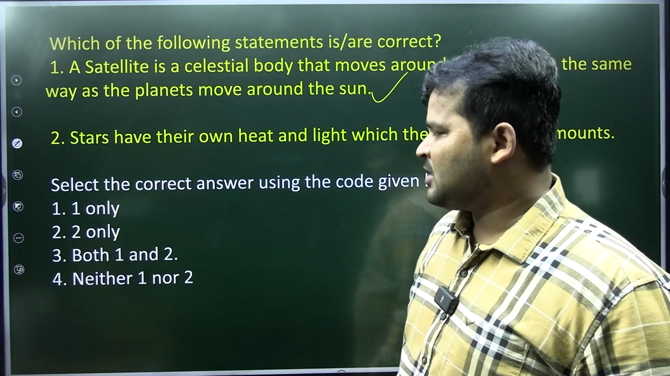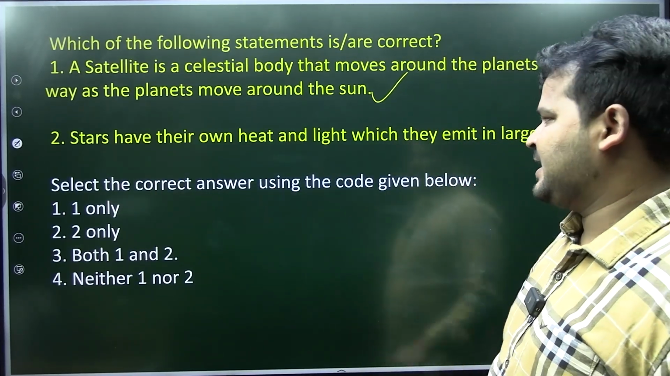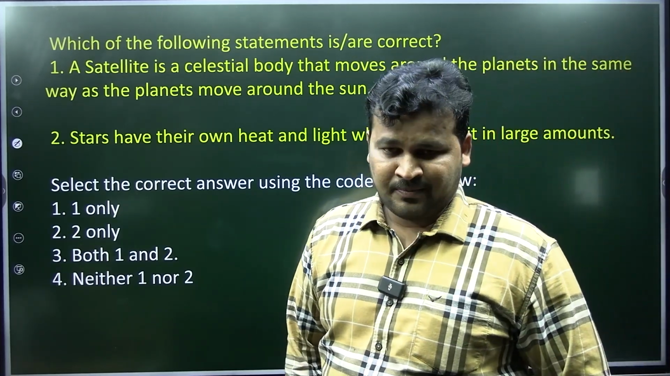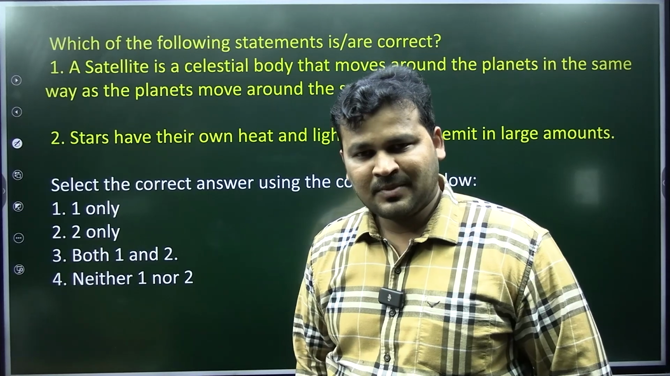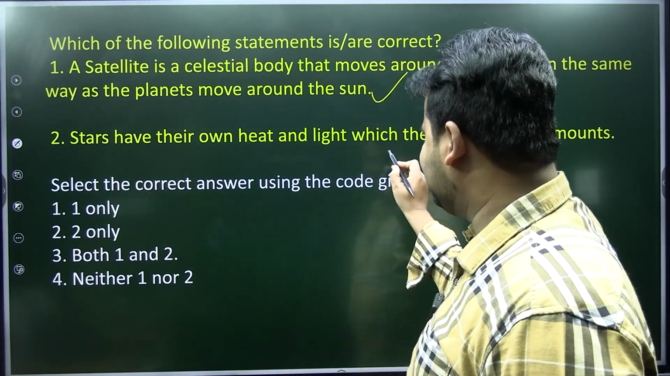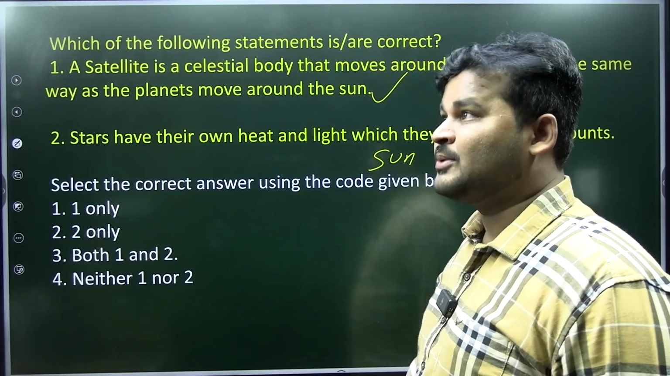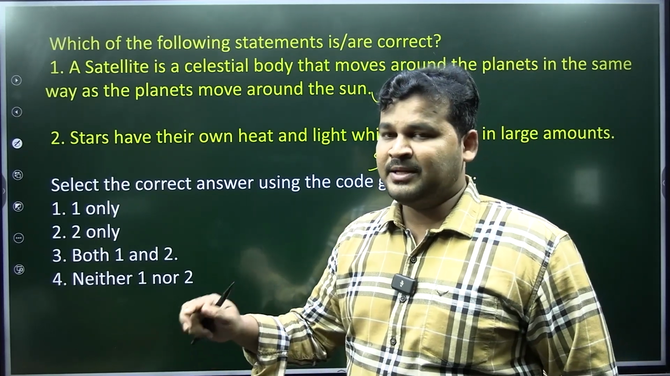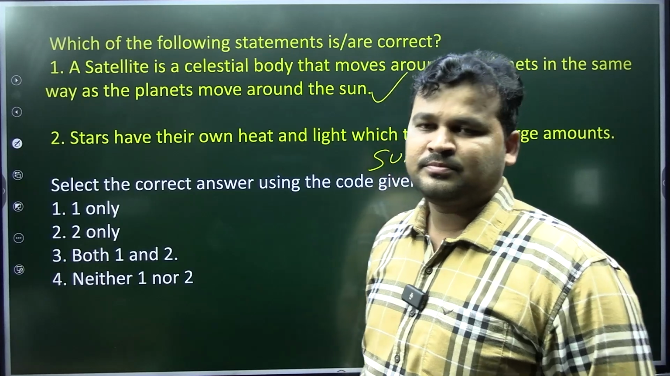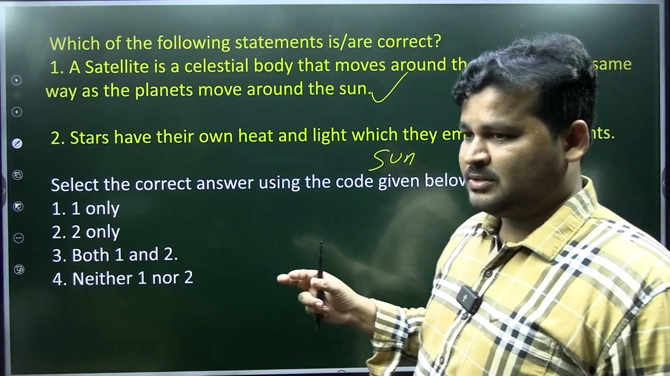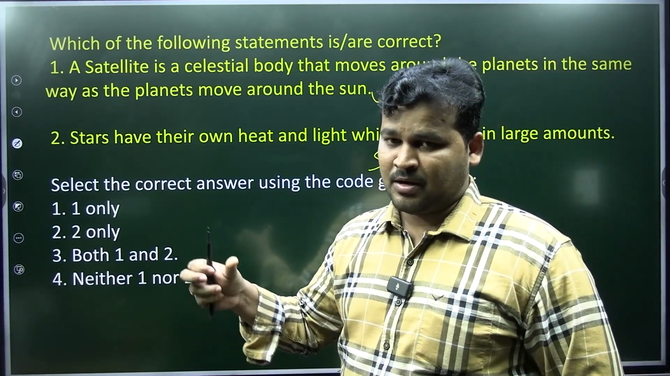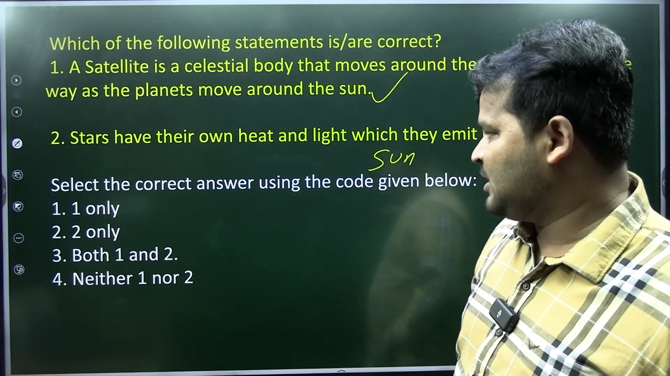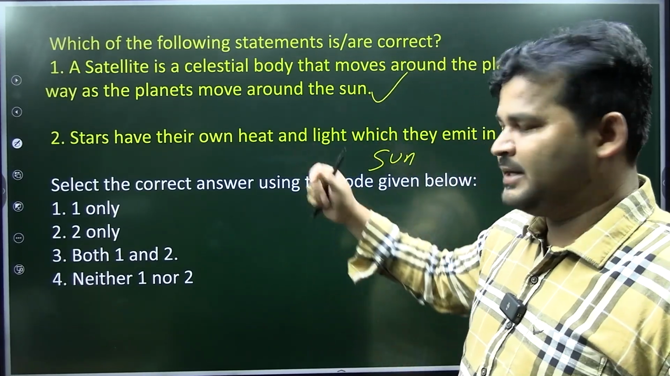Next, stars have their own heat and light, which they emit in large amounts. What is an example of a star? Can anyone say? The sun. The sun is the star that we are able to see now. The sun emits light by itself and does not depend upon any other celestial body. It emits light and heat by itself.